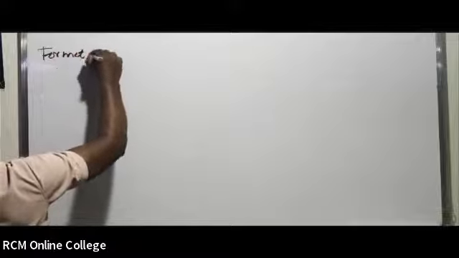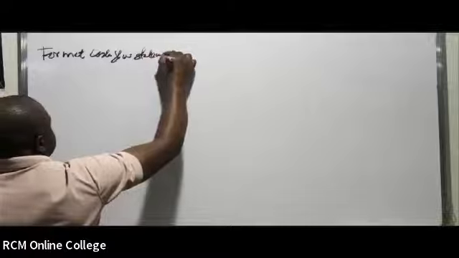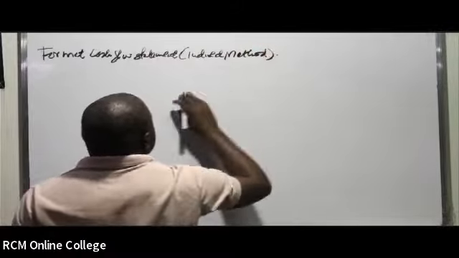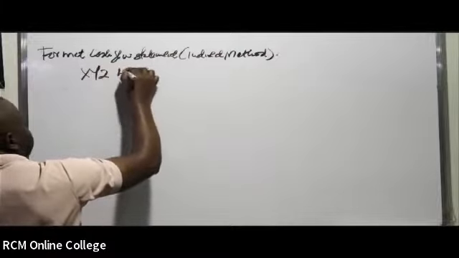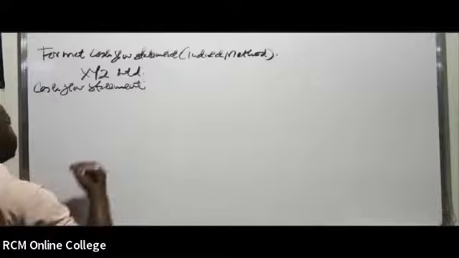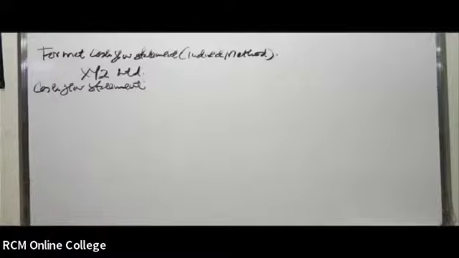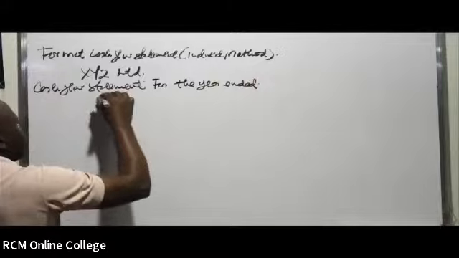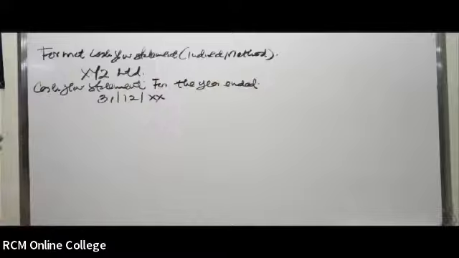So how do we look at the format? You draw up this format because that's what you're going to use to prepare the cash flow statement. Format for the cash flow statement, indirect method. We can say XYZ Limited cash flow statement for the year ended 31st of December of a particular year.